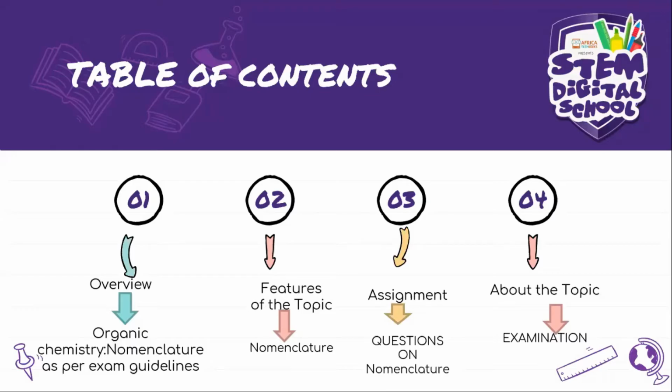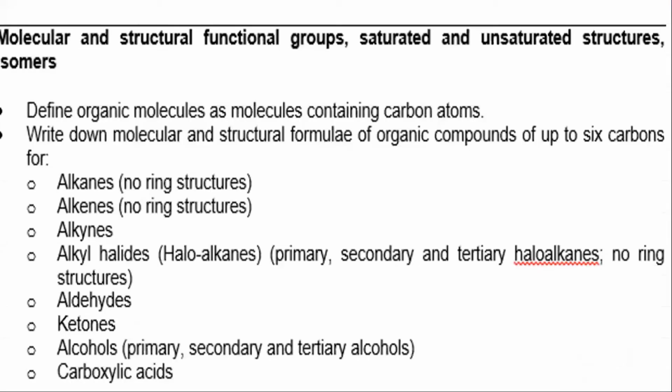And in nomenclature of organic compounds, we are going to focus on the different homologous series, but for today only it will just be alkanes, alkenes, as well as alkynes. And features of the topic, my dear learners, we are definitely going to look at nomenclature holistically. And then for our assignment, we are going to look at questions on nomenclature. And in terms of the topic, we'll also look at how you need to prepare yourself for the examination.